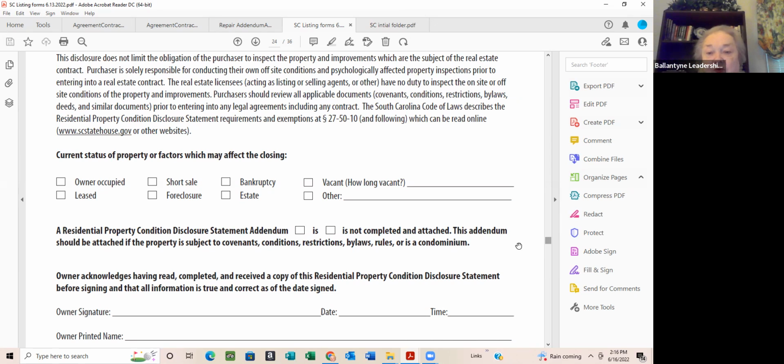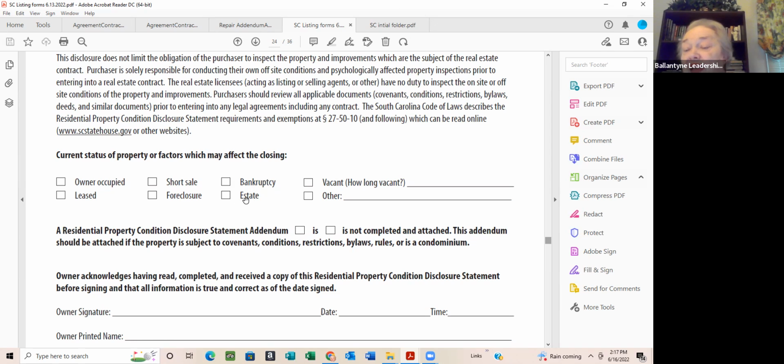There are some additional questions in here that we don't have on the North Carolina side. We want to put owner occupied. Is the property that we're selling leased, or has it been leased? Is it a short sale or foreclosure? We haven't seen those in years, but it looks like we might begin to see some of those. Is it a bankruptcy? We're seeing many more estates.